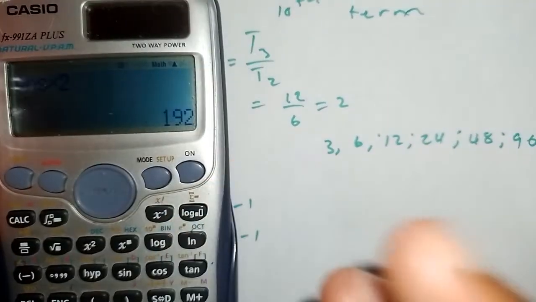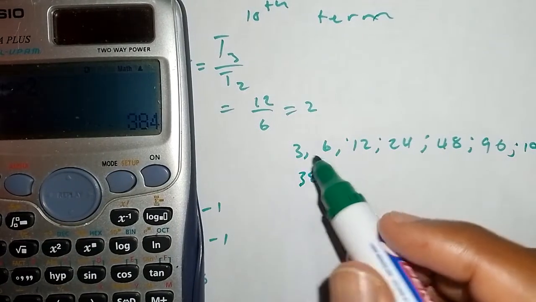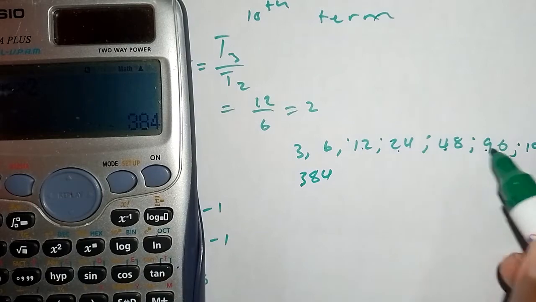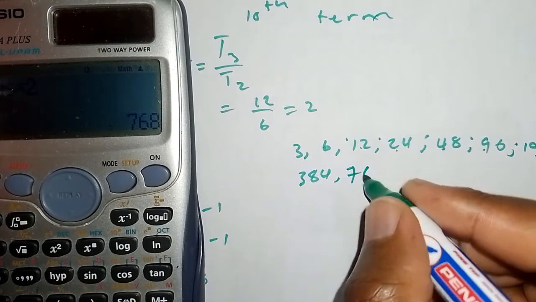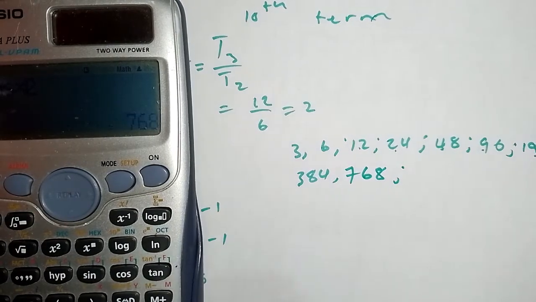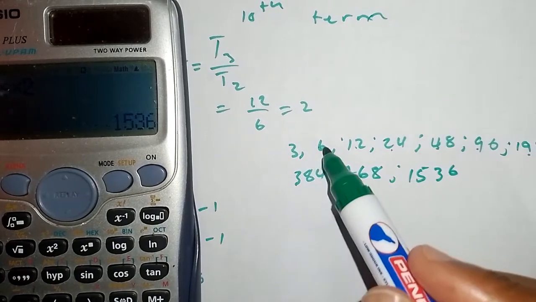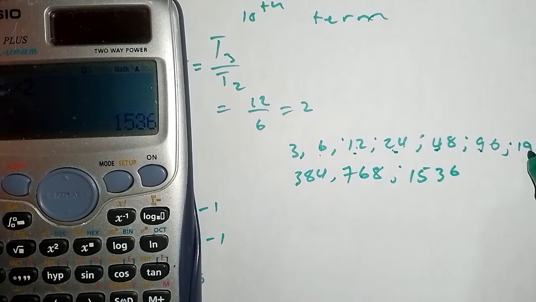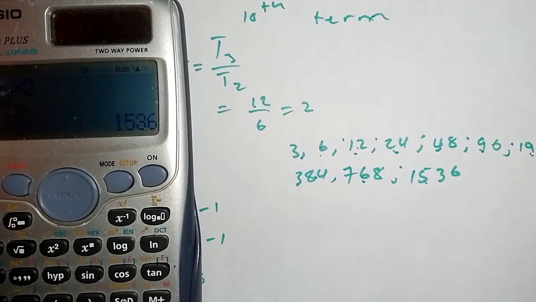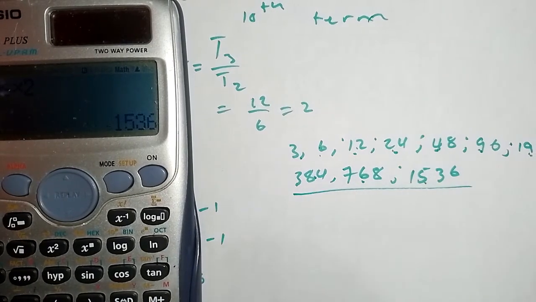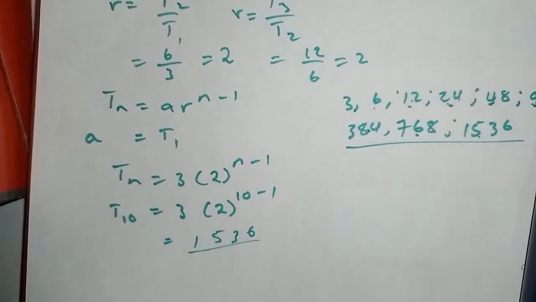Right, and then 192 multiplied by 2 is 384. We're on term 8. This multiplied by 2 is 768. Multiplied by 2, 1536. This is T10. If you count, it's 1, 2, 3, 4, 5, 6, 7, 8, 9, 10. Some people will say, I don't want to use the formula, I'll just go the manual way. This is a long way, but it will give you the same answer. Right? Okay, now let's go to the next question.